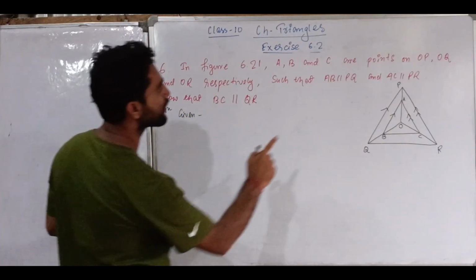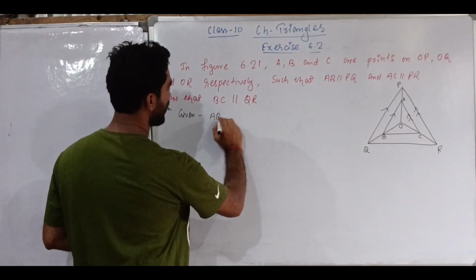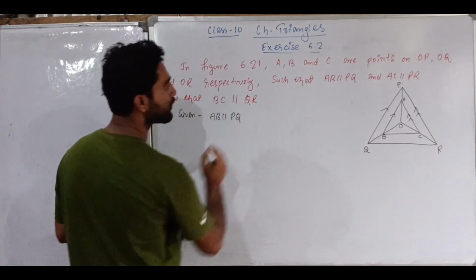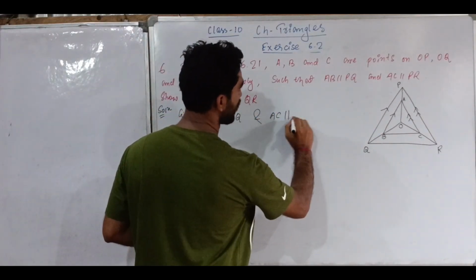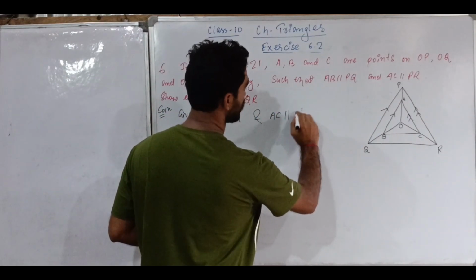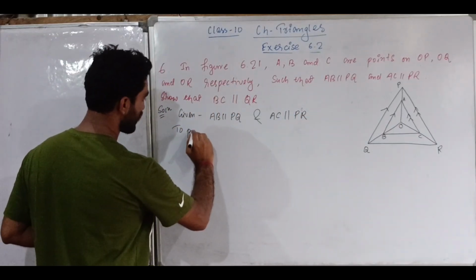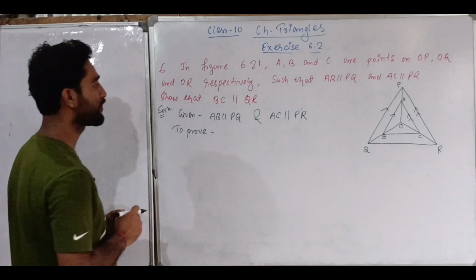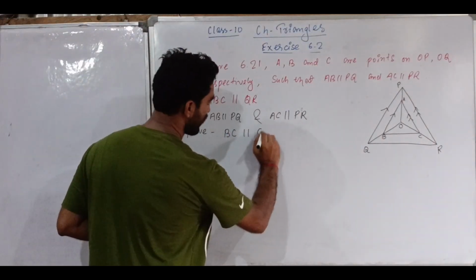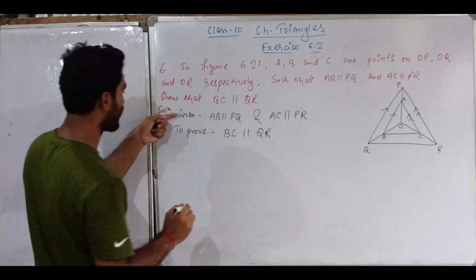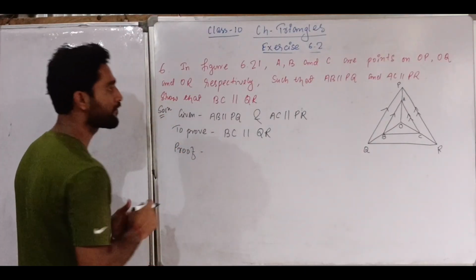What is given? The first information given is that AB is parallel to PQ, and AC is also parallel to PR. Next is to prove. What we have to prove is that BC is parallel to QR. So given, to prove, and the next step is the proof.